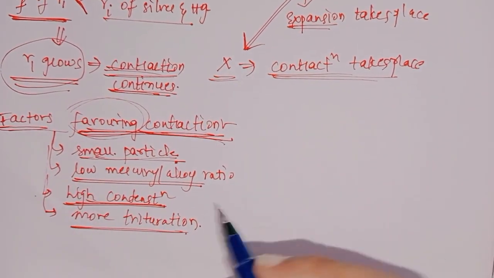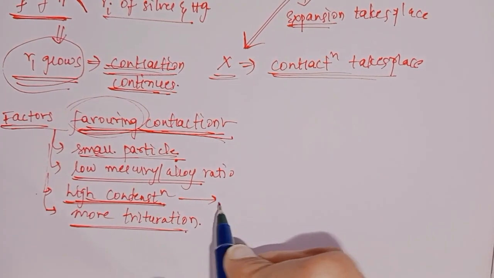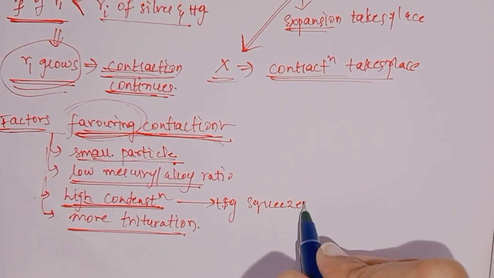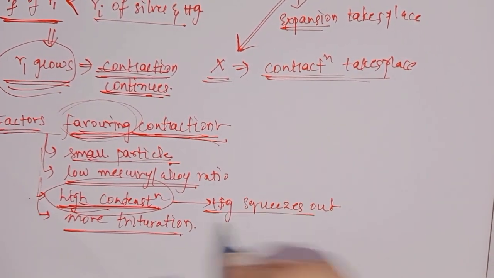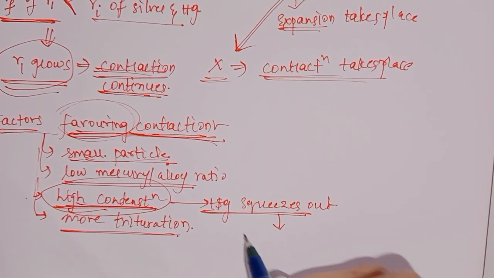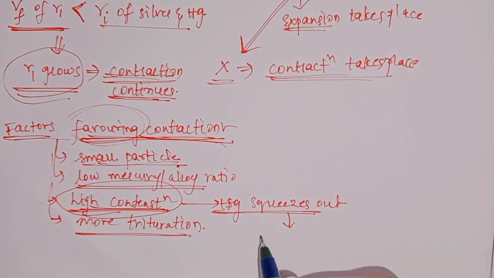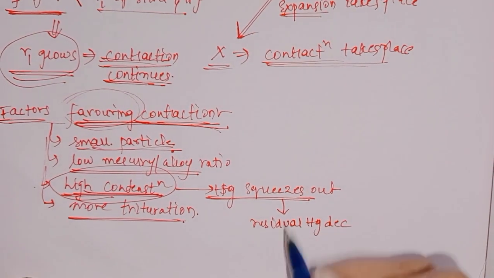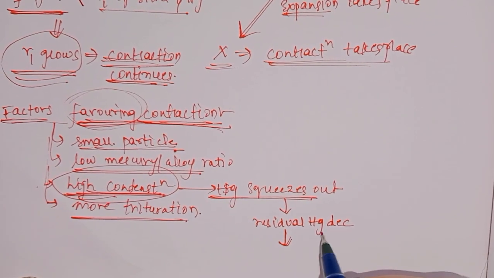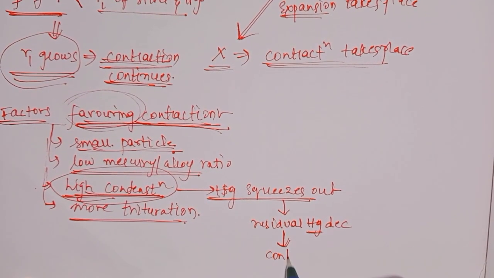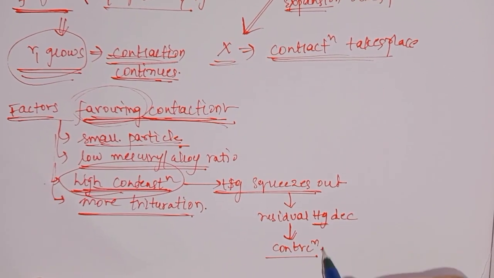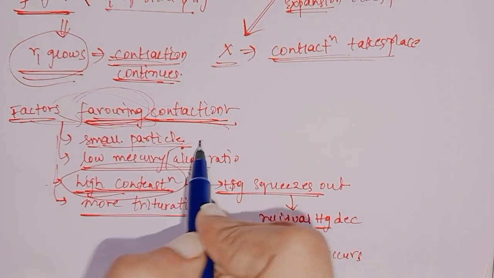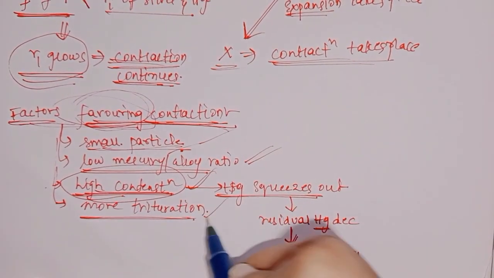During high condensation, mercury gets squeezed out. If mercury squeezes out, there will be a decrease in residual mercury. Then, as we know, if mercury decreases, it leads to contraction. So factors favoring contraction are small particles, low mercury alloy ratio, high condensation, and more trituration.